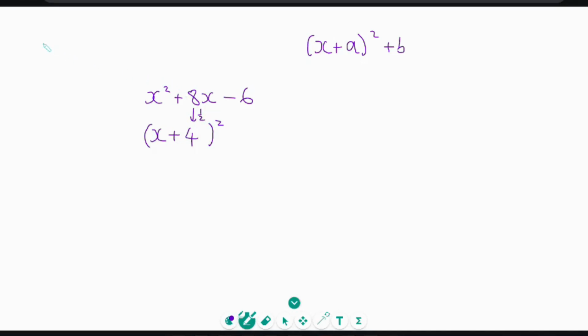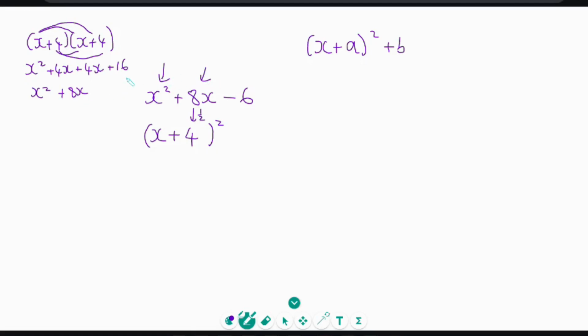Now, if I expanded the brackets (x + 4) squared, I would have an x squared plus a 4x plus a 4x plus a 16. So if I simplified that, I'd have x squared, which I want. I'd have 8x, which I want. I'd have an extra 16, which I don't want. So I need to get rid of that.